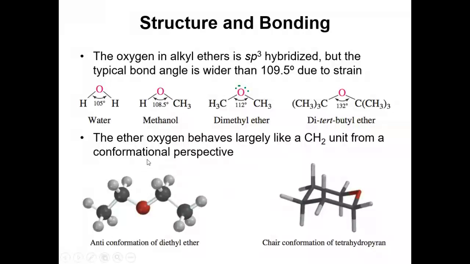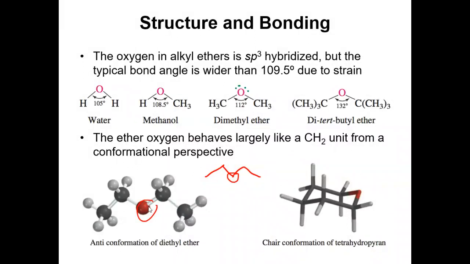Okay, so just like this oxygen, you can consider it a CH2, but with the two C-H bonds replaced by two lone pairs. Other than that, it's pretty much the same. So like this tetrahydrofuran, its conformation is almost the same as cyclopentane. The most stable conformation is the all-anti conformation, but with one CH2 replaced by oxygen.